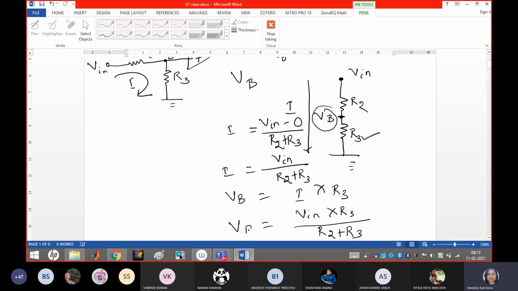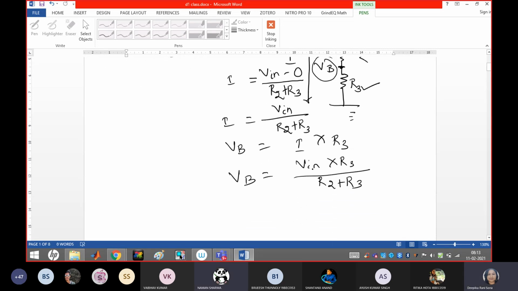So what is VB? What is VB? R3 upon R2 plus R3 into V in. Yeah, the entire thing is the same. We can rewrite it as R3 divided by R2 plus R3 into V in. Got it? If you rewrite in an arranged manner, it will be similar only because we are multiplying.